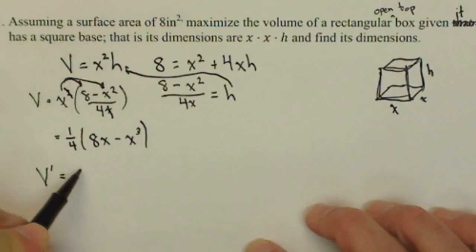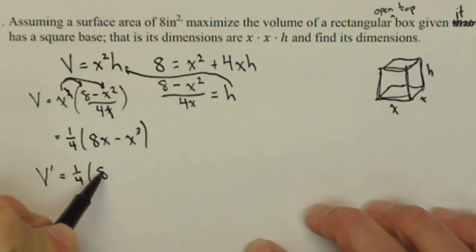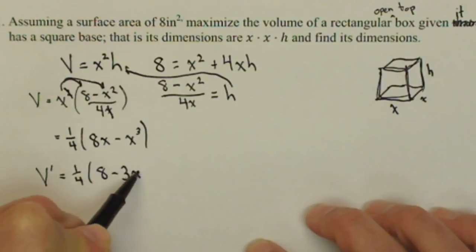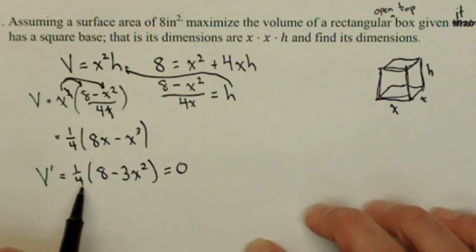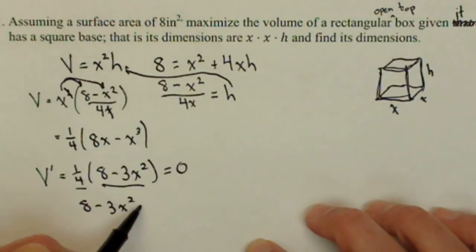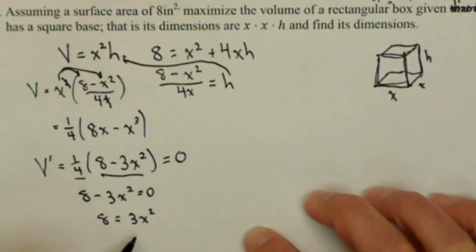So let's just call it V prime, which is 1/4 times the derivative of 8x minus x cubed, which is 8 minus 3x squared, and we set that derivative to 0. Now this 1/4 part here will never be 0, so I set the other part to 0 and I solve. 8 minus 3x squared equals 0. Solving, I get 8 equals 3x squared, and as you can see, I'm going to divide both sides by 3, and then take the square root. I'm not worried about the negative because I can't get a negative side for this box.